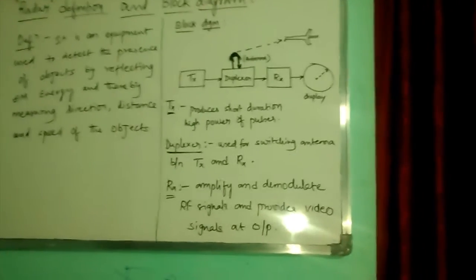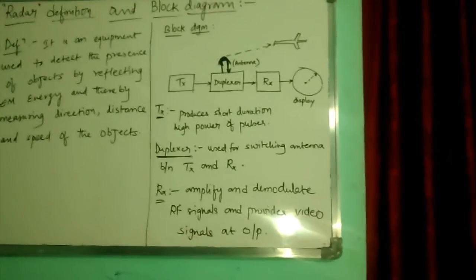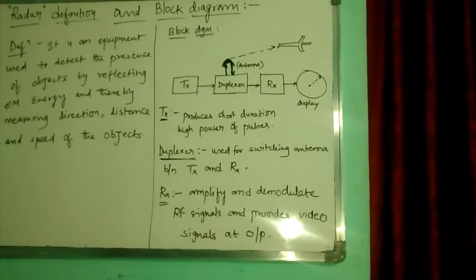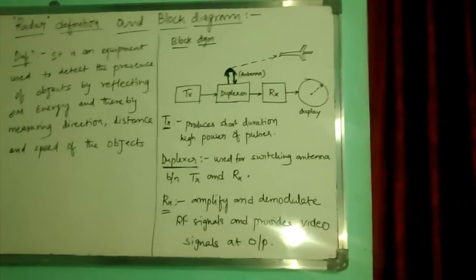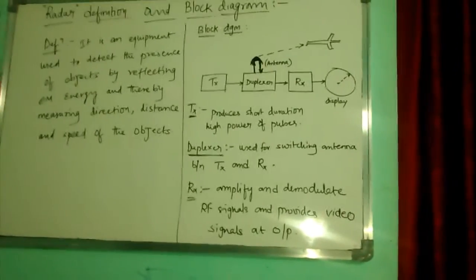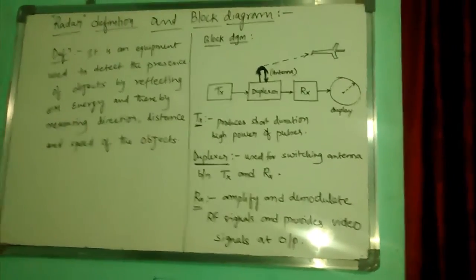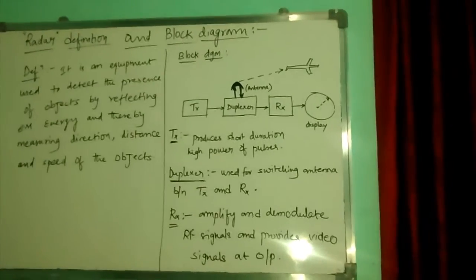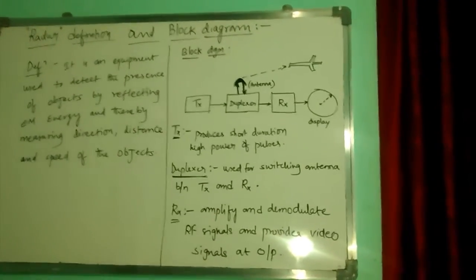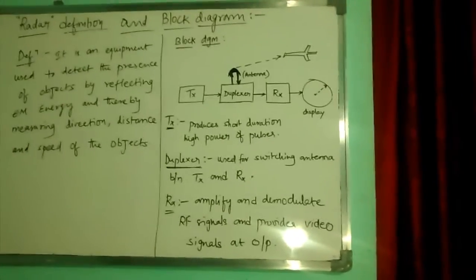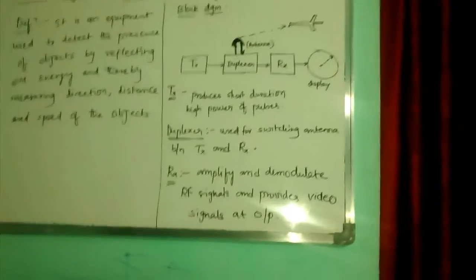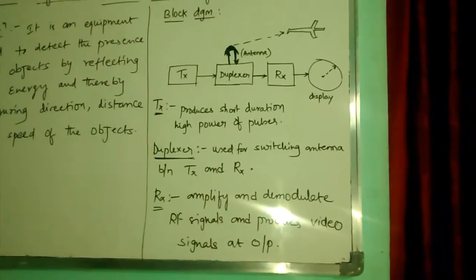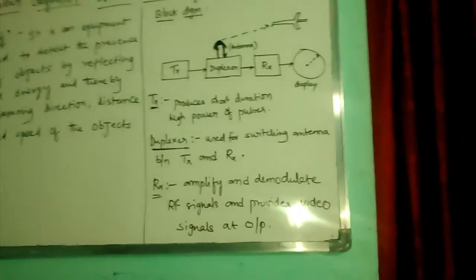Now the receiving path will be from the aircraft or the target to the duplexer, then to the receiver, then to the PPI, pulse position indicator. The main importance of the receiver is that it amplifies and demodulates the RF signal and provides video signals at output. The output video signals will be seen on the display.